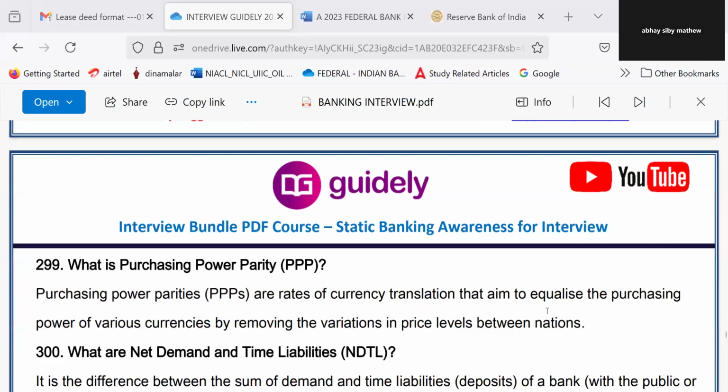299. What is purchasing power parity? PPP. Purchasing power parities, PPPs are rates of currency translation that aims to equalize the purchasing power of various currencies by removing the variations in price levels between nations.